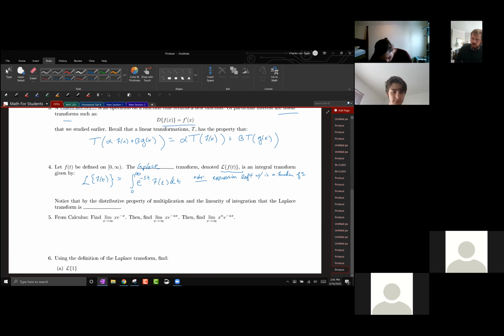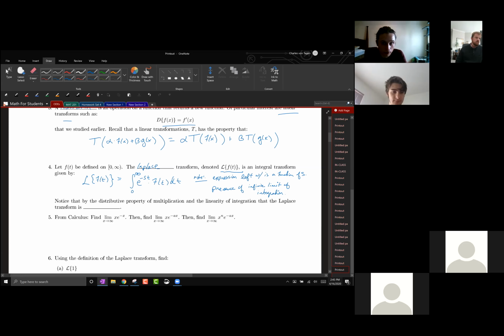What else do I want to say? I just want to note the presence of that limit, of an infinite limit of integration. So that means, remember we learned in Calc 2 how to deal with limits at infinity for your limits of integration, and we're going to have to revisit that. So be careful.